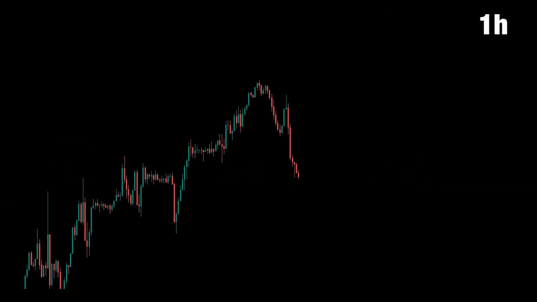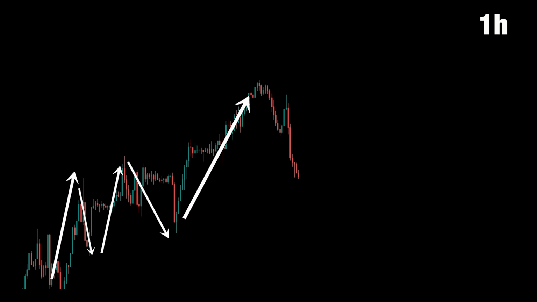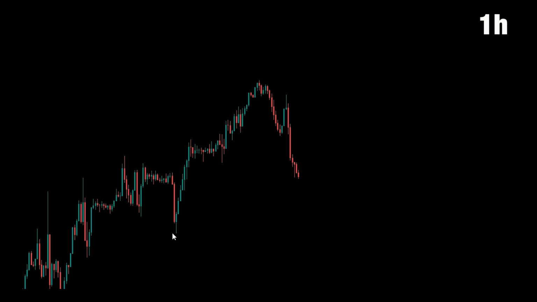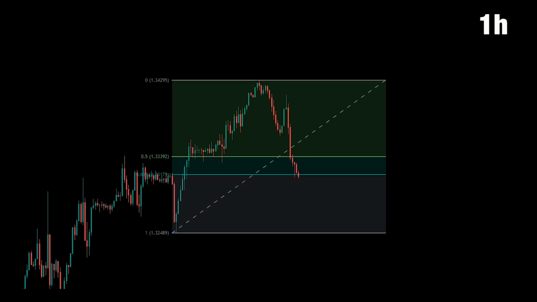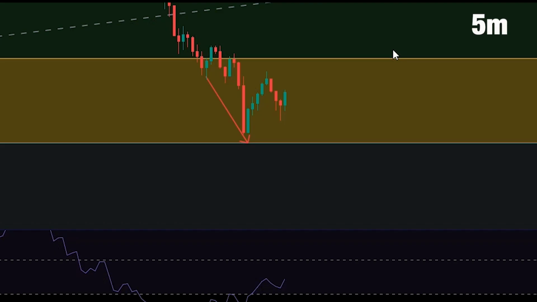Let's look at another example together. In the 1-hour time frame, as we can see, the price is in an uptrend, making higher lows and higher highs. We select the last wave and draw Fibonacci from the start to the end of it. We mark the golden zone. Next, we go to the 5-minute time frame.